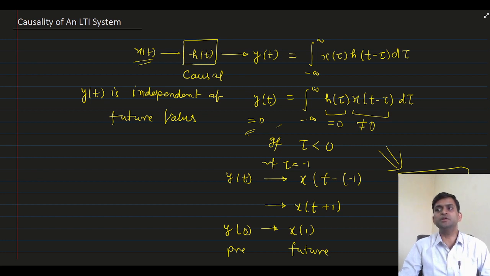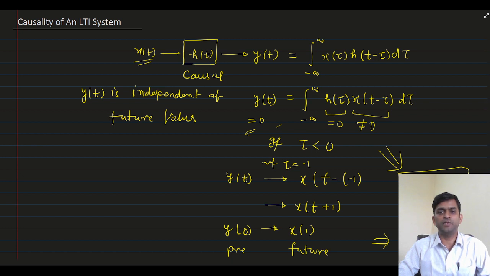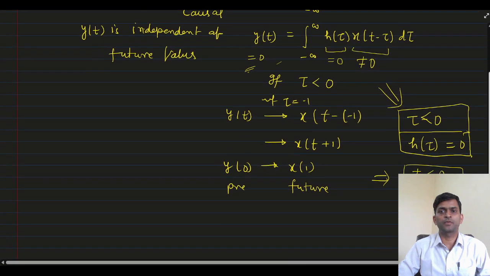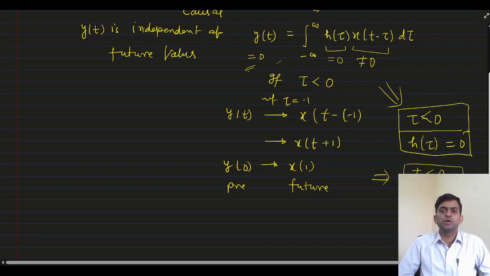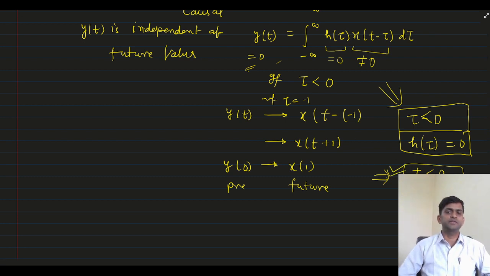As tau is the dummy variable, I can change the variable to t: for t less than 0, h of t should be 0. This becomes a sufficient condition to make the system a causal system. So if you want to check whether a system is causal or not, we can use this condition: for t less than 0, its impulse response should be 0.